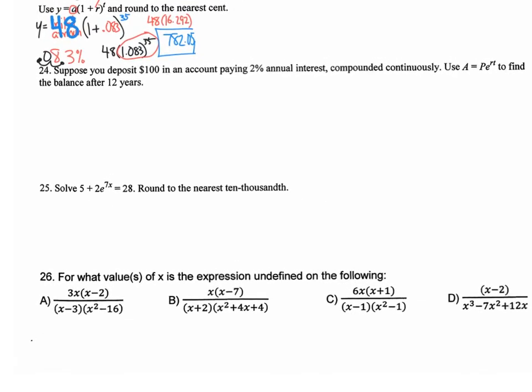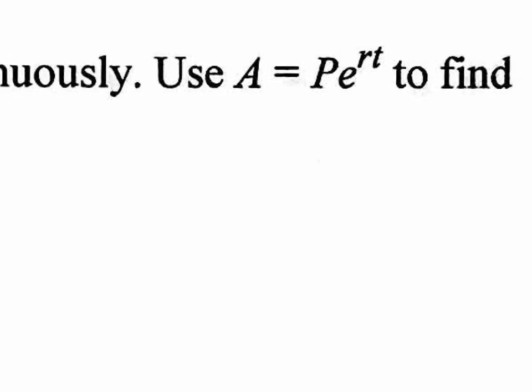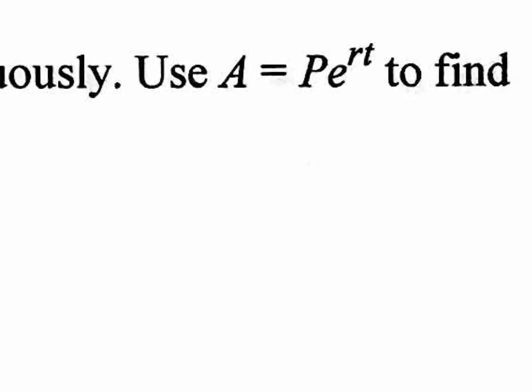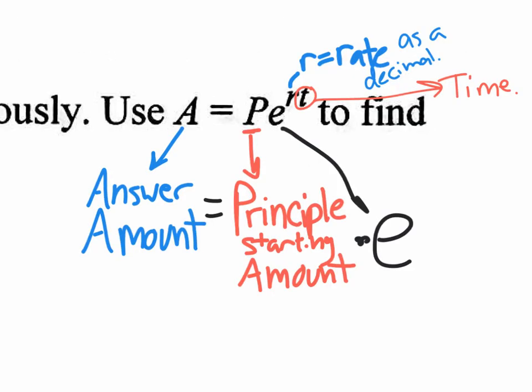It says, suppose you deposit $100 in an account paying 2% annual interest, compounded continuously. They tell you to use this formula, okay? So what does the formula mean? I scribbled in some notes here to help you understand. A is going to be the answer, your total amount after whatever problem you figure out. That's going to be your answer.